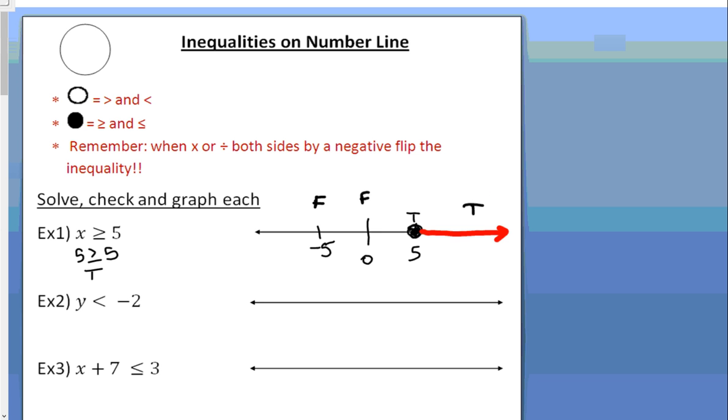Now on your notes, you don't need to write that true and false. In fact, you can erase those. But that's the idea behind this line. Anything on the line means true, and anything off the line means false. So pretty easy, right? All right, so let's do another example.